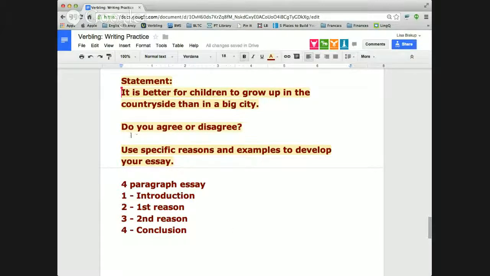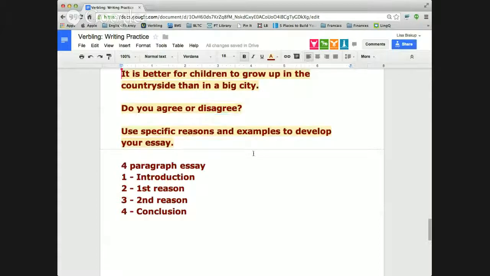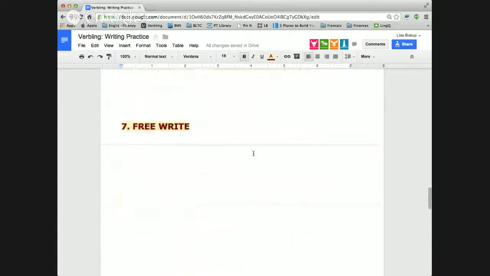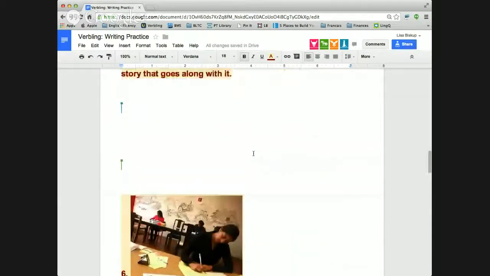So you just have to agree or disagree, but it's important to give your reasons and examples. So if you're going to work on that, make sure you have that organization.